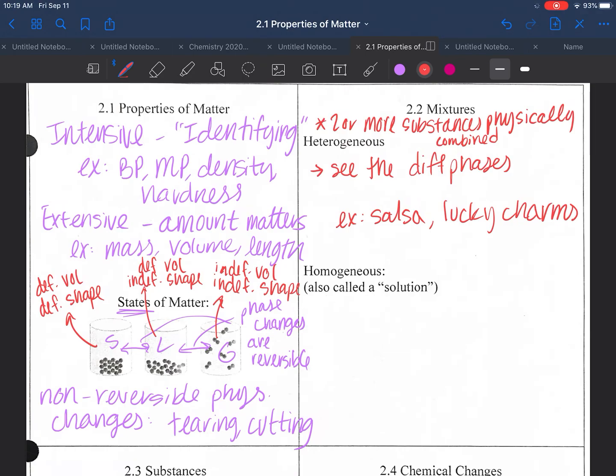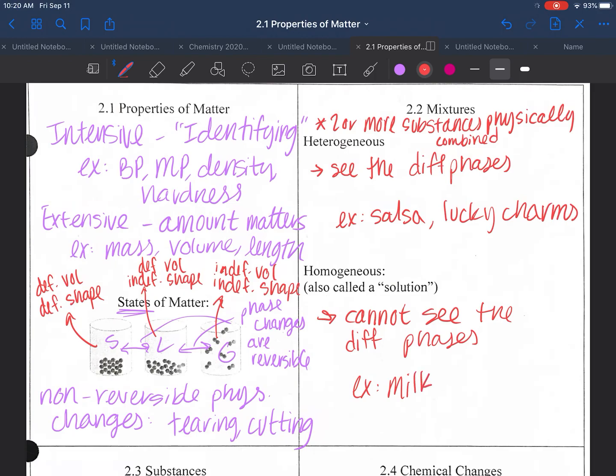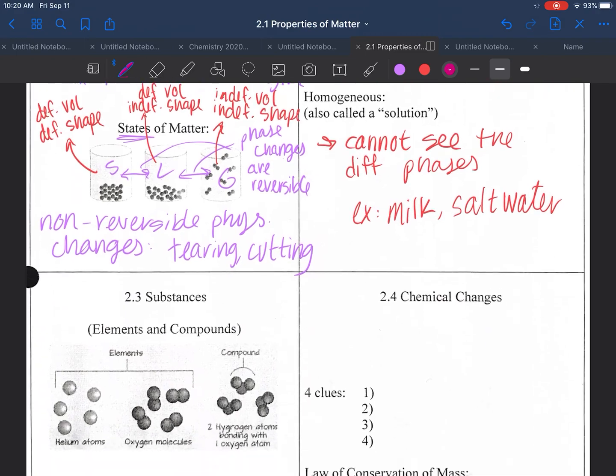So then we have homogeneous, which is also called solution. You cannot see the different phases. And so examples of this would be even from the Lucky Charms, the phase of milk. Milk is a mixture itself, but it's a homogeneous mixture. Or maybe think of salt water, as you can't see the salt in the water. So that wraps up section 2.2.